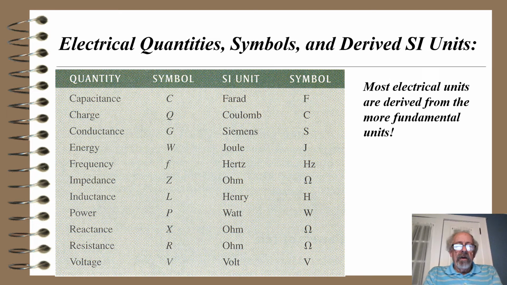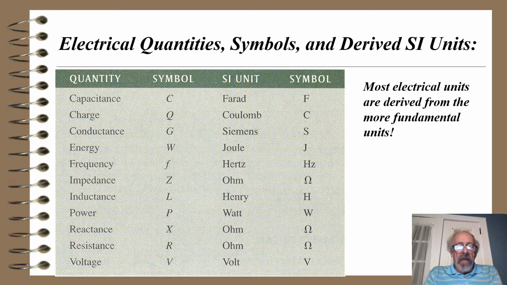Frequency. For sine waves, for instance, a lowercase f. SI unit is hertz. Symbol is capital H, small z. Impedance. These are things which we talk about in circuitry. The symbol is capital Z. The SI unit is ohm. And the symbol is an omega, Greek omega. Inductance for a coil is L. The SI unit is Henry. And the symbol is capital H.